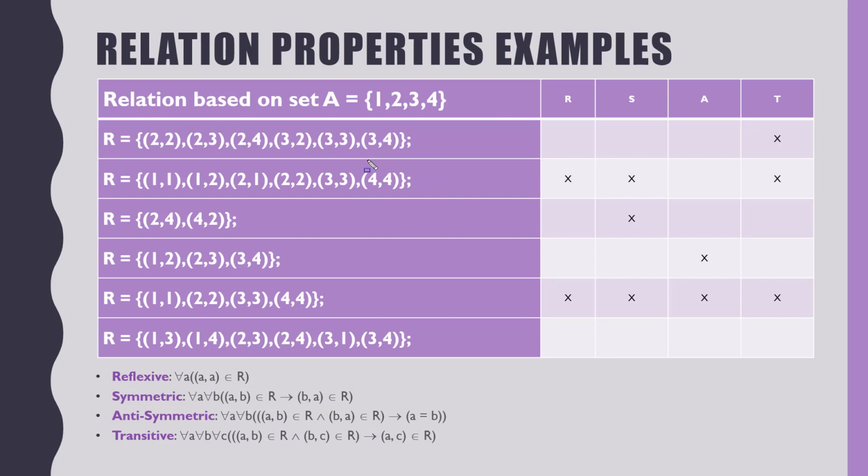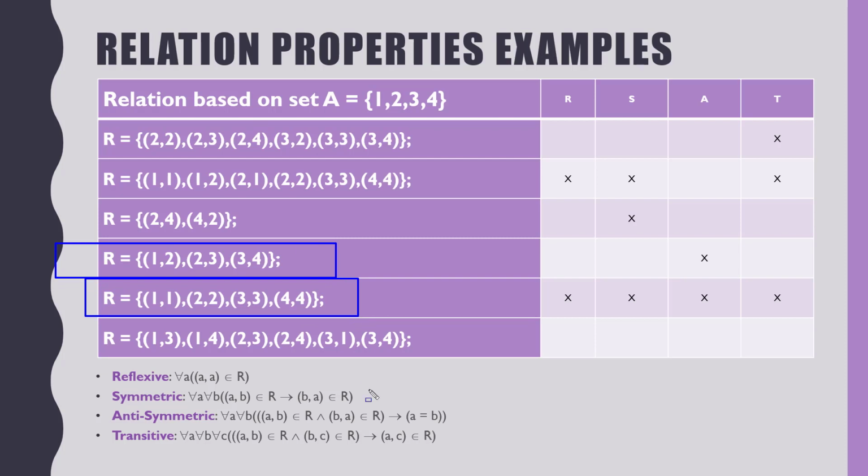Let's take a look at antisymmetric next. So only 2 of those were antisymmetric. That was this one and this one. So let's see why they are antisymmetric. Remember, the rule is if A, B is an element of the relation, and BA is an element of the relation, then A must equal B.